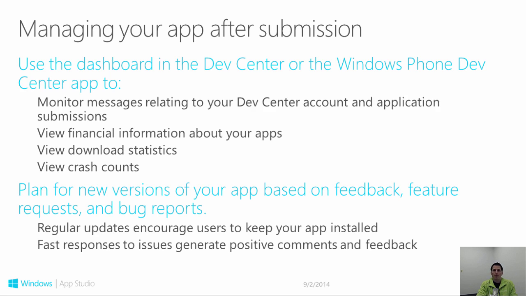In order to manage your app after publication, you can use the Dev Center dashboard. Using the dashboard, you have access to useful information about your app and its activity on the Windows Phone Store. You can view reports on the financial returns of your apps, download statistics, and crash counts. You will also find relevant messages about your app and the submission process in the dashboard. If you want to check on the progress of your app after submission and before it is published to the store, check the dashboard.